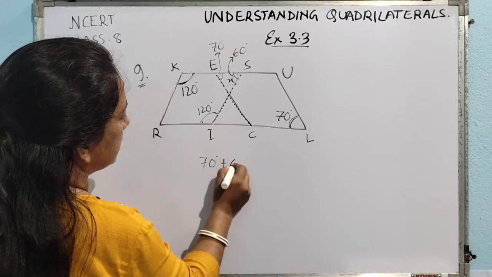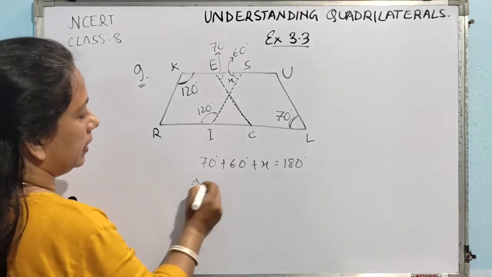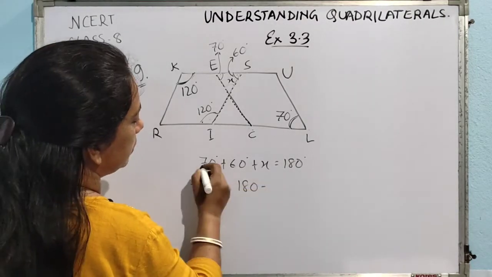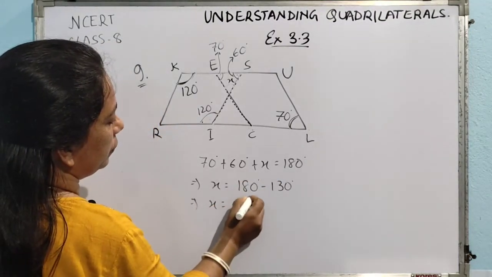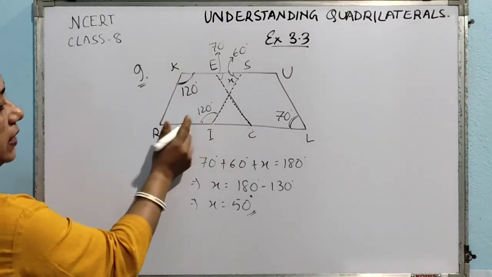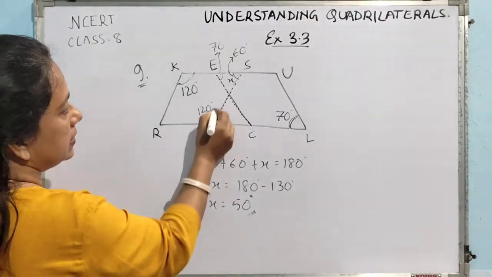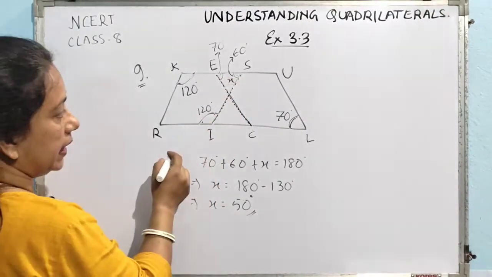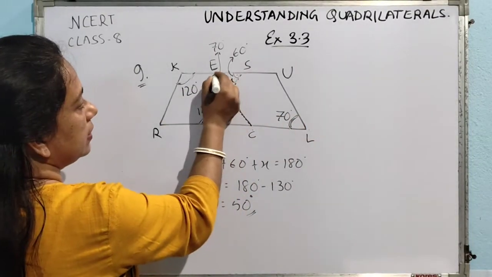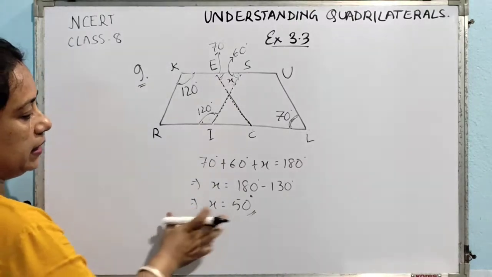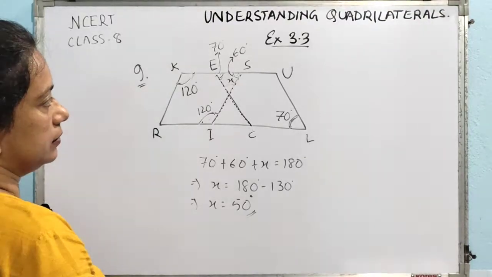We can write that 70 degree plus 60 degree plus x equal to 180 degree by angle sum property of triangle, and hence we will get the value of x as 180 minus 130, thus x will be equal to 50 degree. So first you need to write that this angle is equal to this angle because opposite angles of a parallelogram. Then again this angle equal to this angle because co-interior angles. Again this angle is equal to this angle, opposite angles. Now in this triangle the sum of three angles has to be 180 degree. So by applying angle sum property, we got the value of x to be 50 degree. Got it?